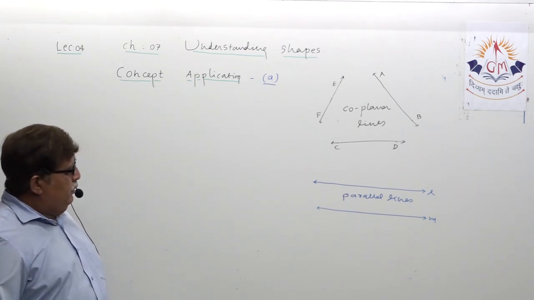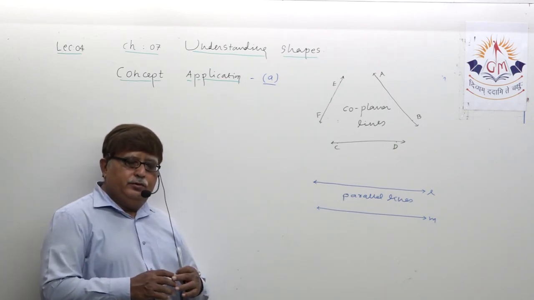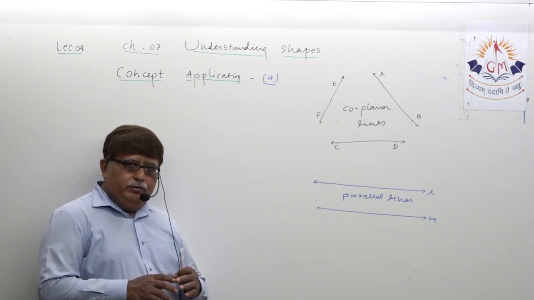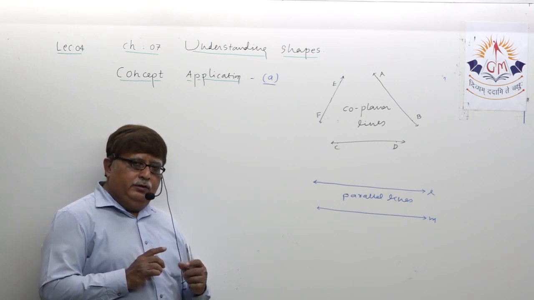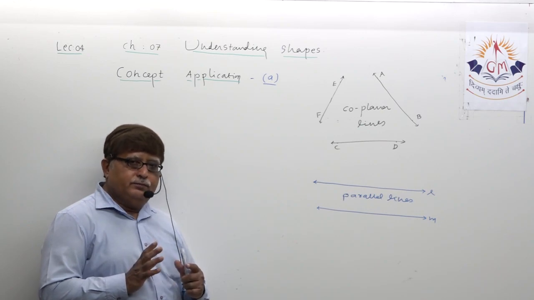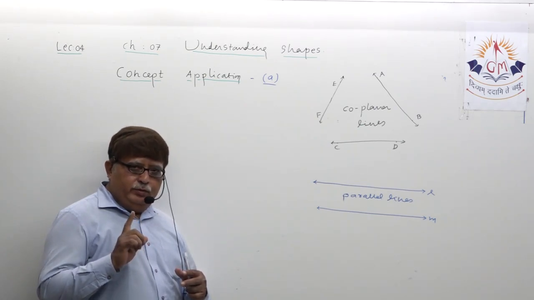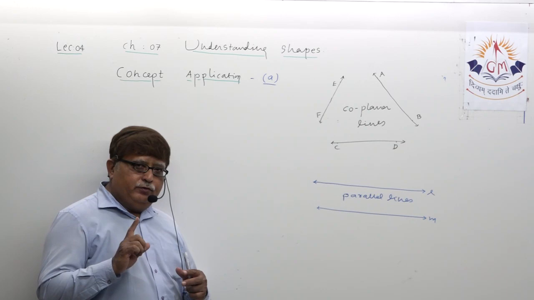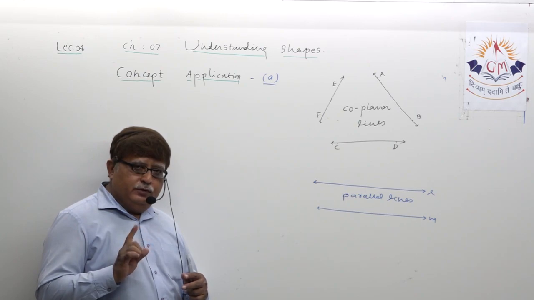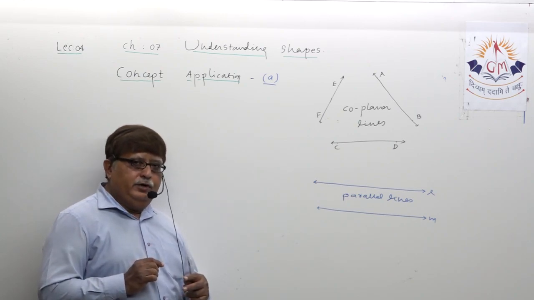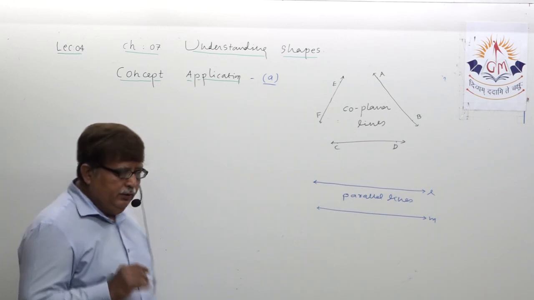Understand, after this concept application. Now, dear student, what I told you: when three coplanar lines intersect each other, you will get pairs of, I am not speaking of one angle, pairs of specific type of angles which we are going to study now. Let me first show you by diagram.